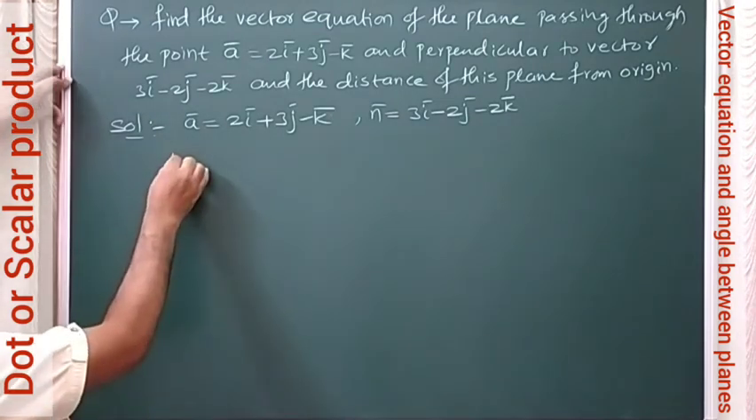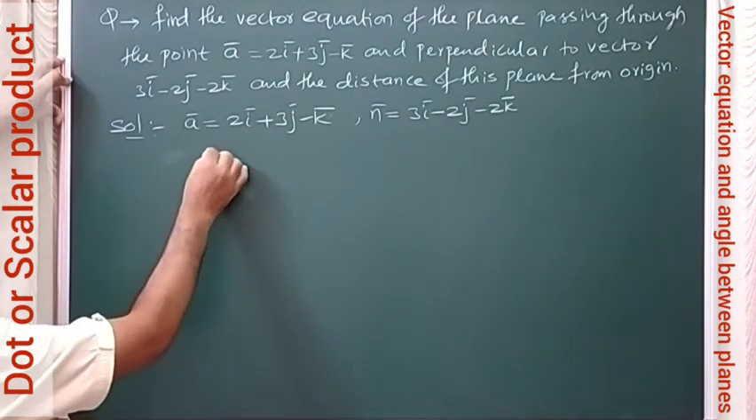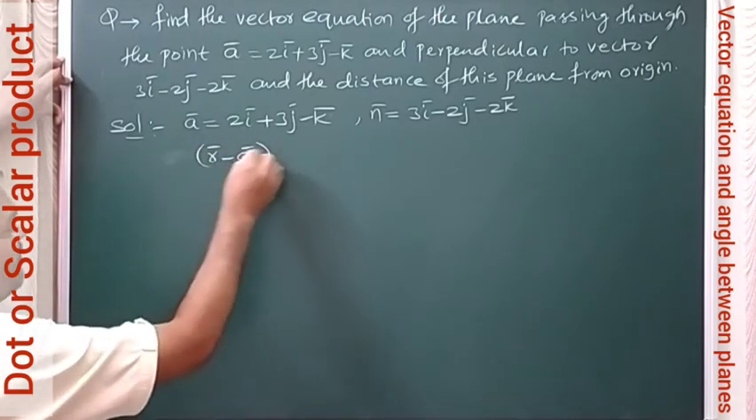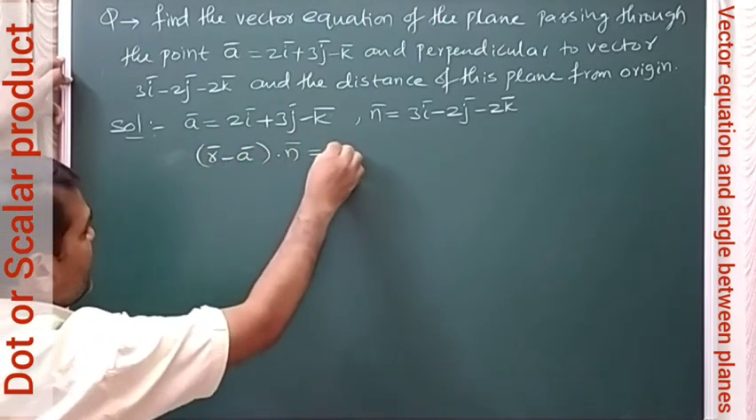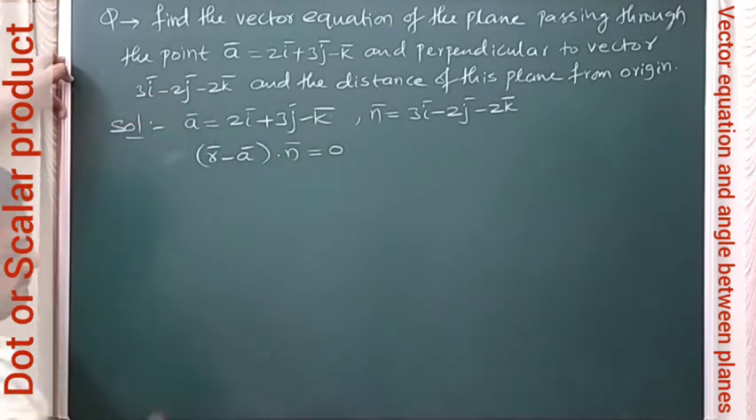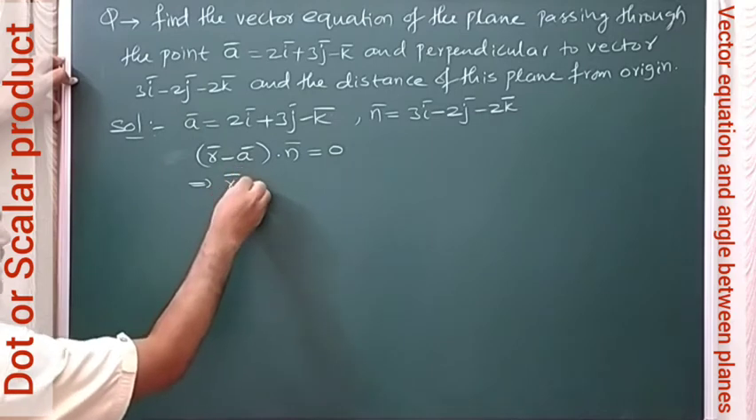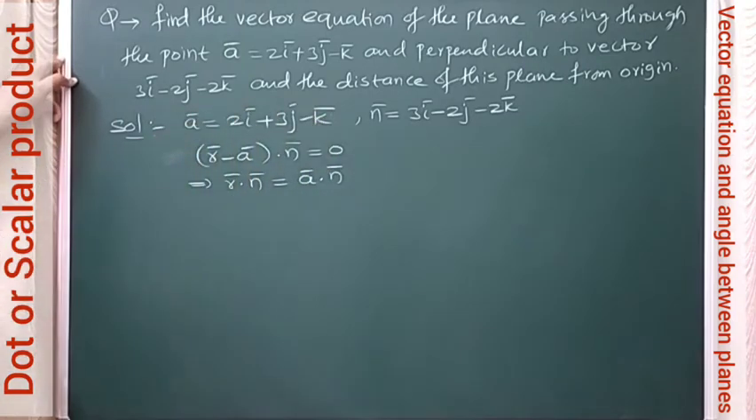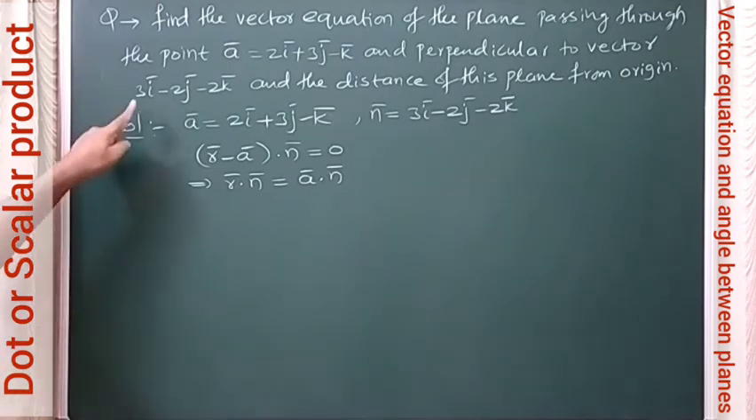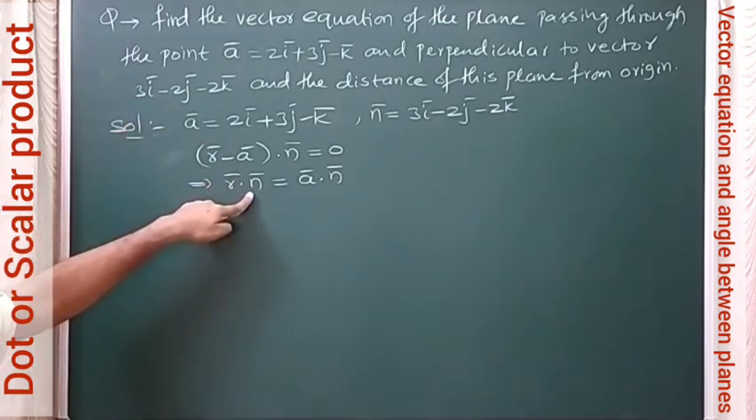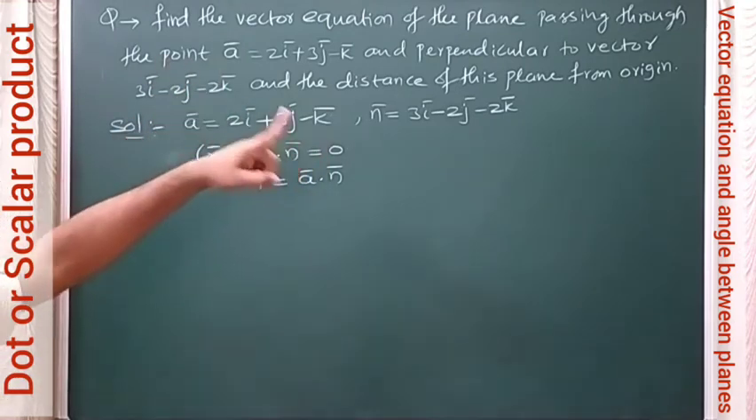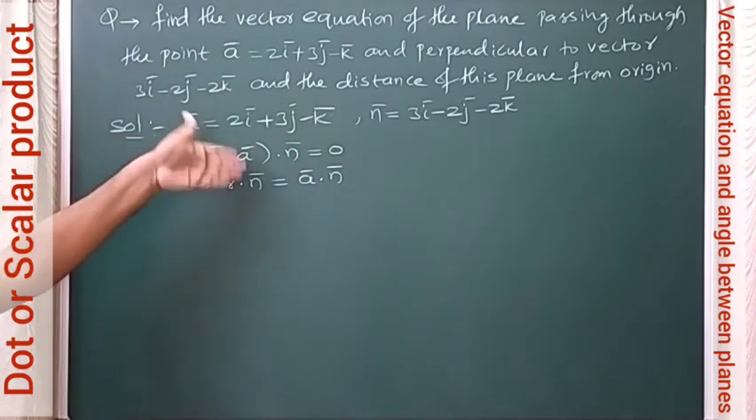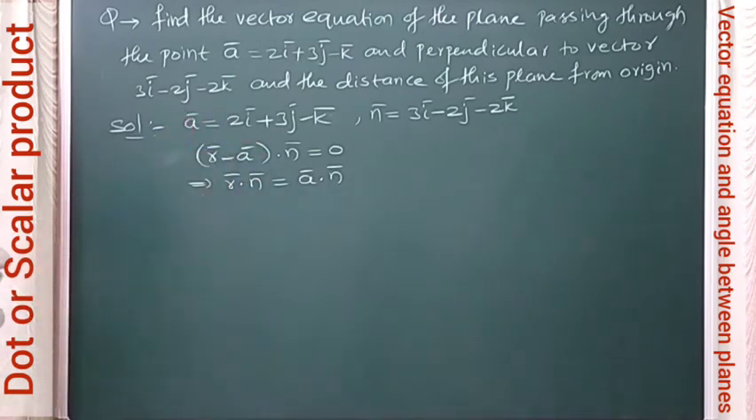You know the vector equation of the plane passing through a bar and perpendicular to n bar is this one. If you simplify, you will get r bar dot n bar is equal to a bar dot n bar. So if you want the vector equation, directly you can substitute n bar and a bar in this. You will get that vector equation. So what is your vector equation now?